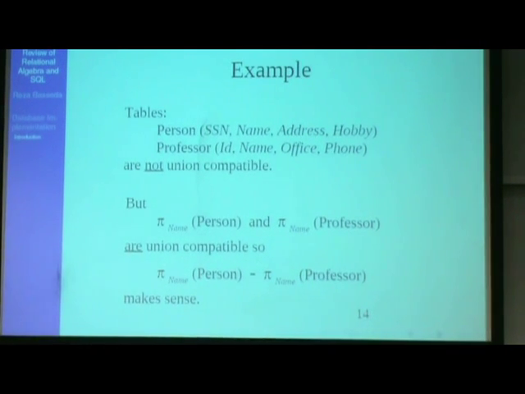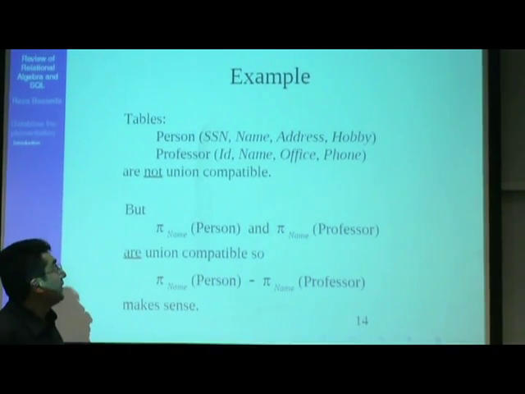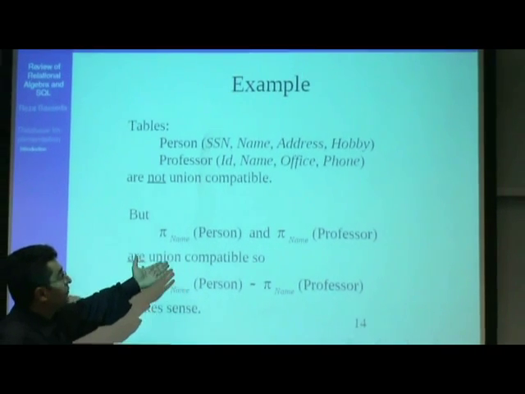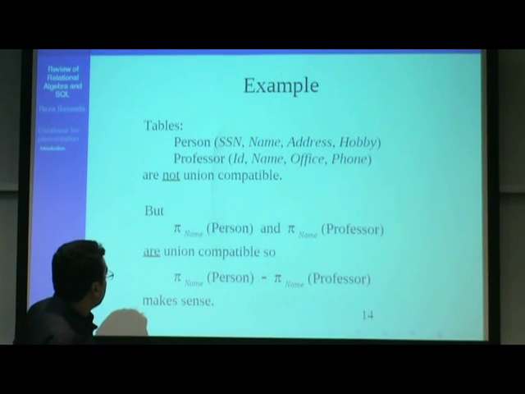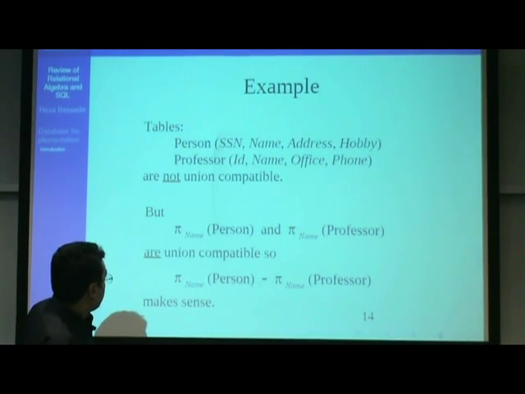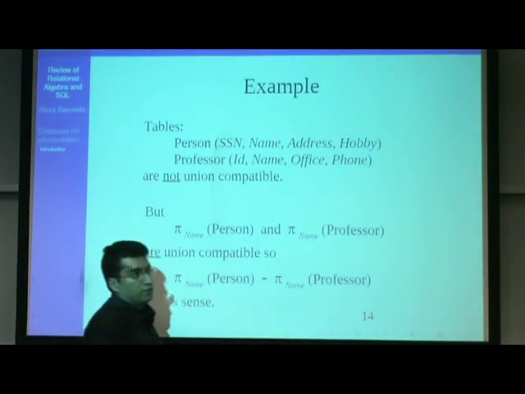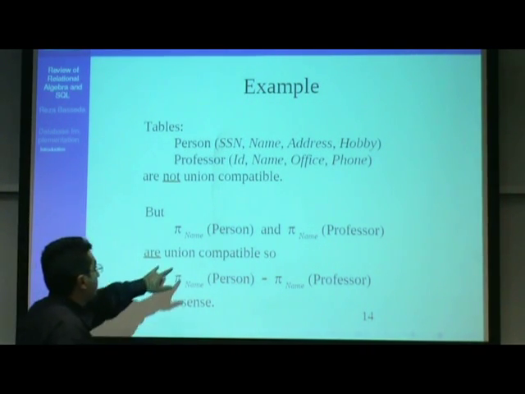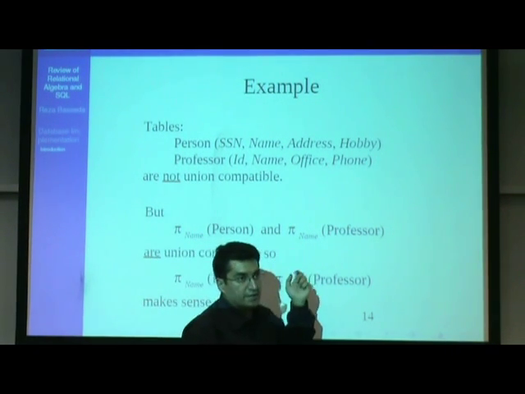Here are a couple of examples. For example, these two tables are not union compatible, but the tables person and professor are. Okay, so these two relations are union compatible. Why? This relation has one column, which is name, with the same data type, and this one also has the same column.